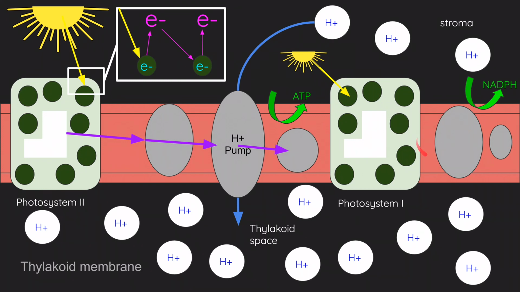In this electron transport chain, however, the electron's final destination is an electron carrier, like NADPH. NADPH and ATP that are produced by the light reactions move on to the Calvin cycle where glucose is made. This concludes the light reactions of photosynthesis.